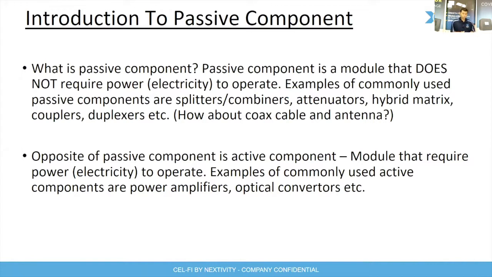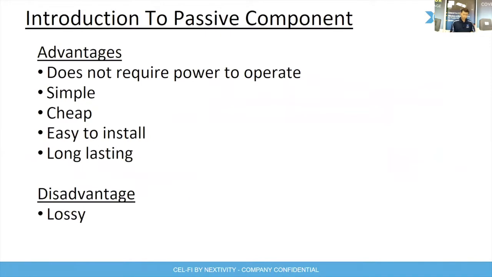The opposite of passive devices is active devices. Active devices are any module that requires electricity or power to operate. Examples are your power amplifiers or optical converters. So now we know the definition of passive and active, and we are very clear about it. So why do we use passive devices? What are the advantages of it?